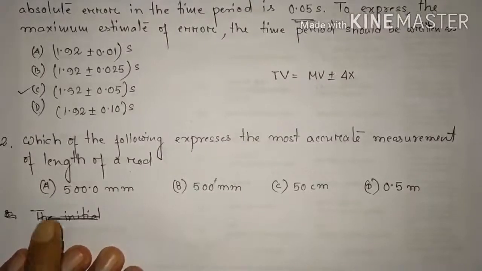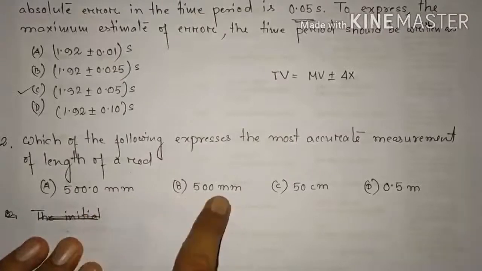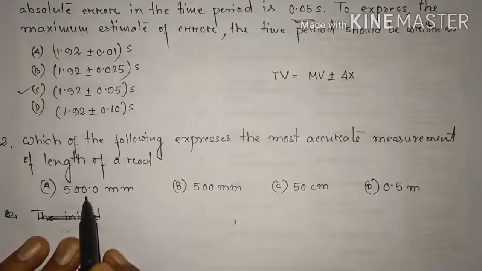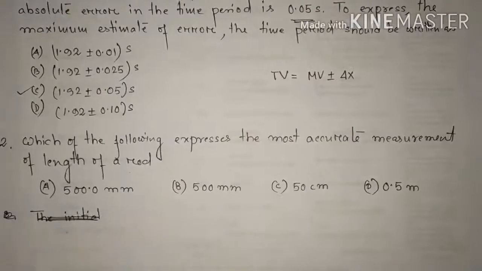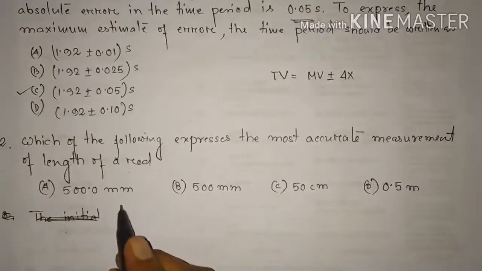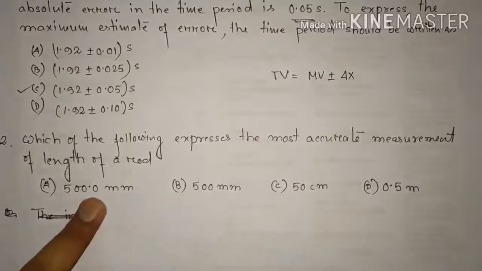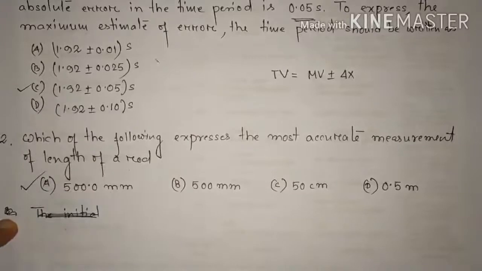So definitely the option will be either A or B. Now amongst A and B, in A we are having some figure after even the decimal point. So clearly it indicates that this is more accurate. The way, the format or the form in which the result is being expressed, this one seems to be more accurate because it has displayed some digit even after the decimal. So definitely the correct answer is A.